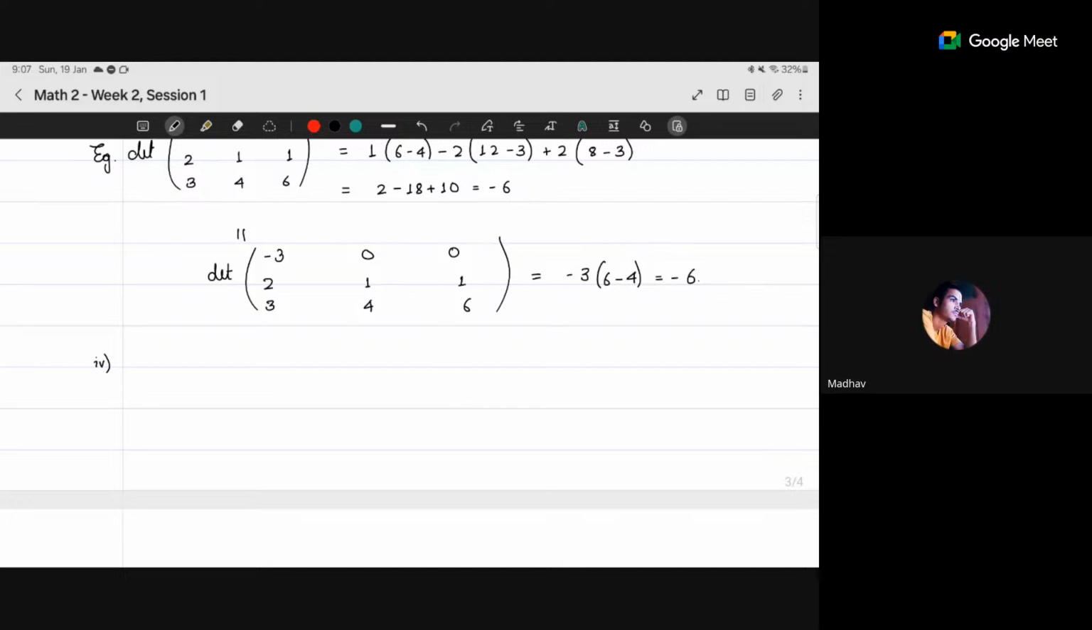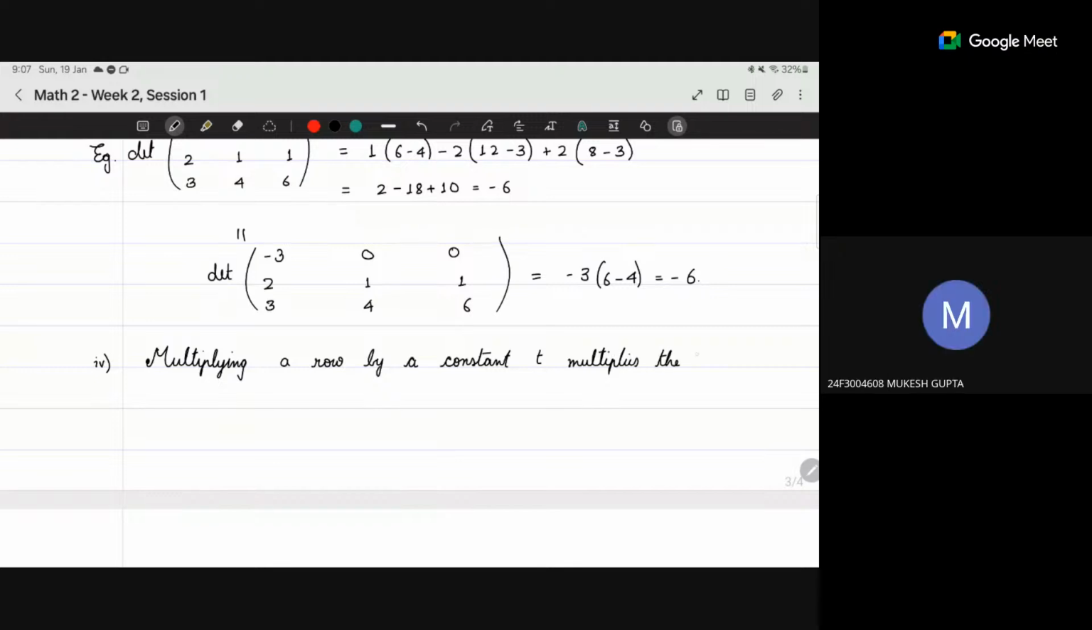Right. So the last property is that multiplying a row, it could be a column as well, I'm just going to write row, multiplying a row by a constant p multiplies the determinant by p.